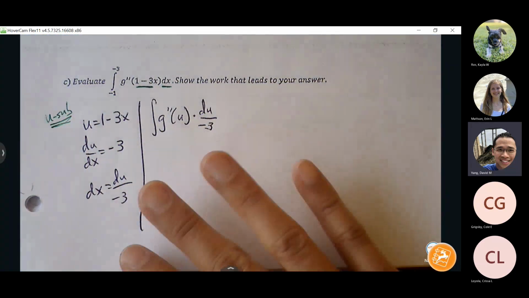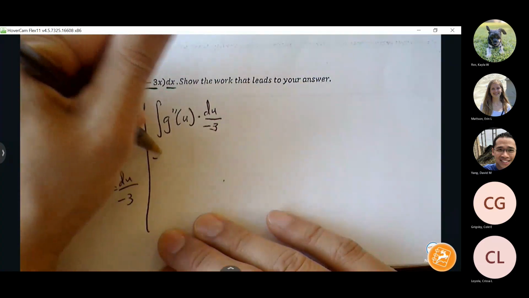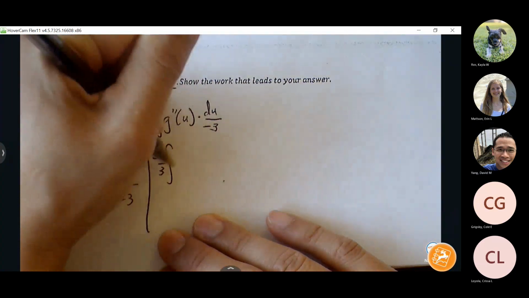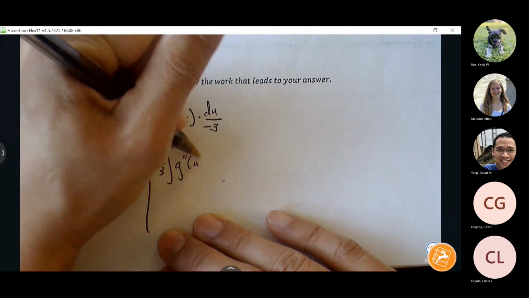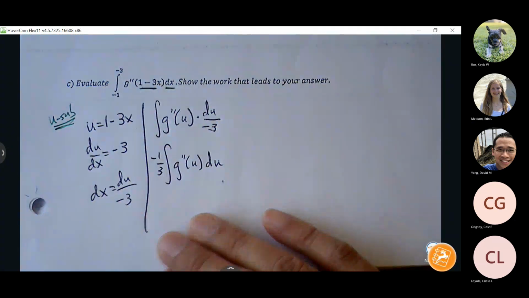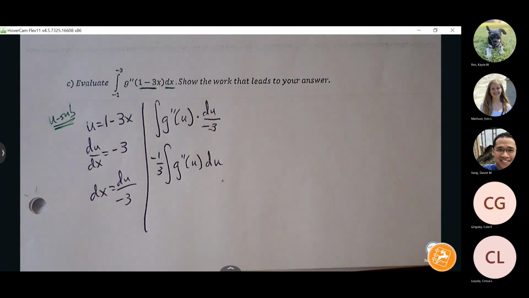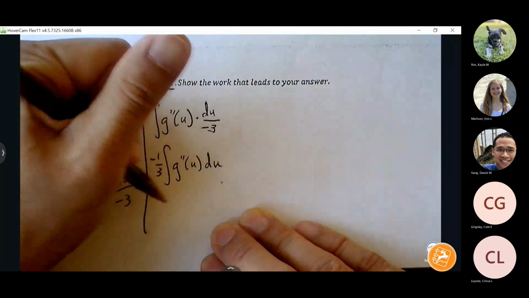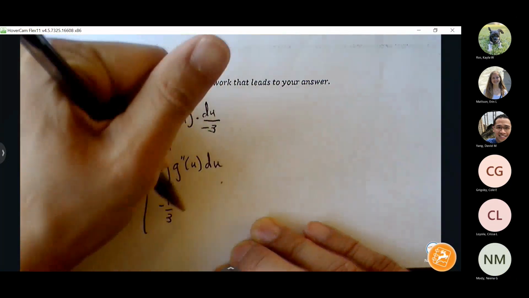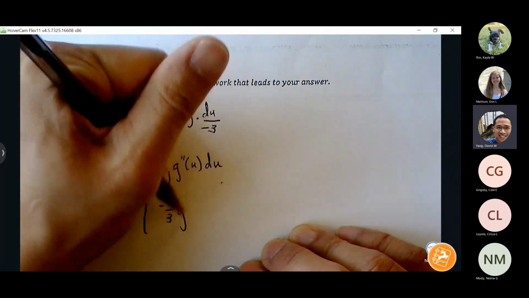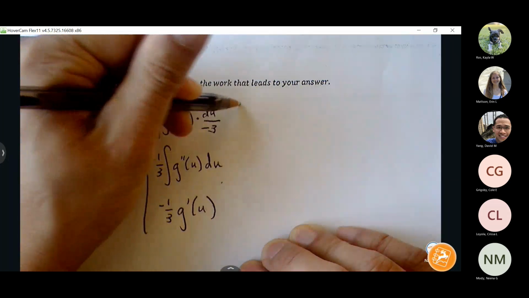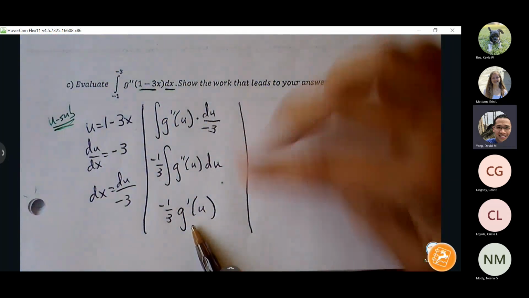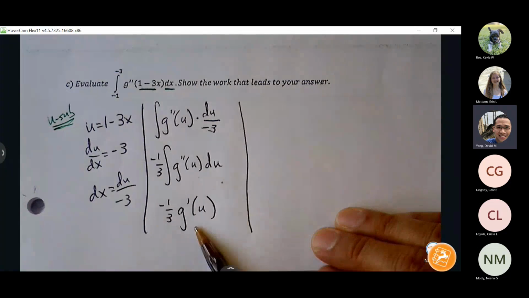Okay, push that negative 1/3 out in front. So nice and clean, we can apply the antiderivative rule here. G double prime is going to rise up to G prime level. Negative 1/3 will come along with it. So we took care of our calculus here. G double prime to G prime.